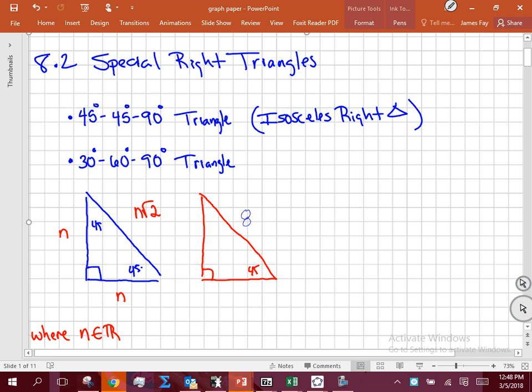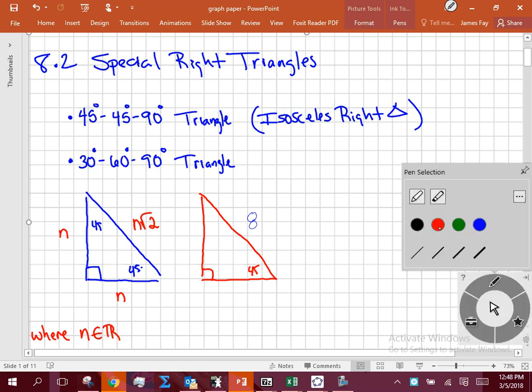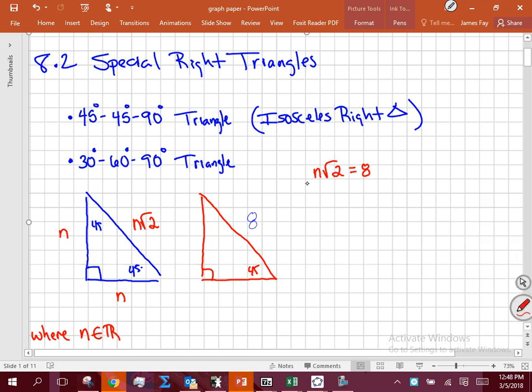This is where you've got to take this template, that's why I call this blue thing right here a template, and say that n radical 2 and this 8 are corresponding congruent sides. So if that's the case, I should be able to take n radical 2, set that equal to 8, right? How do I solve for n? Divide by radical 2, and then divide by radical 2, correct? So n becomes 8 over radical 2.